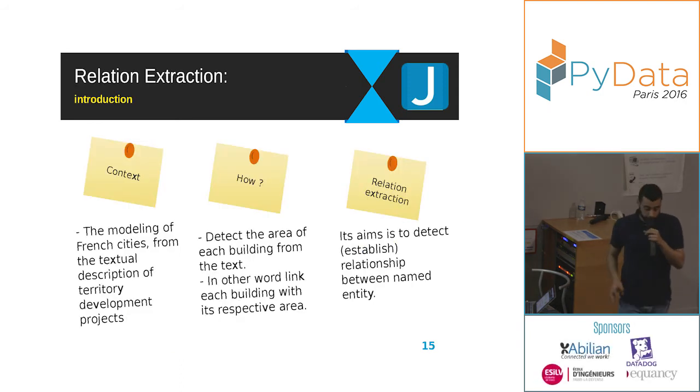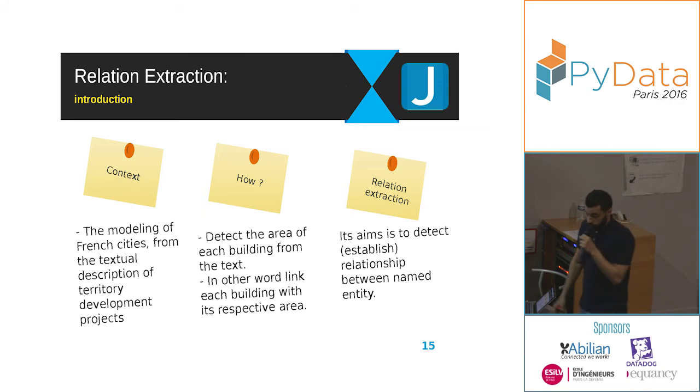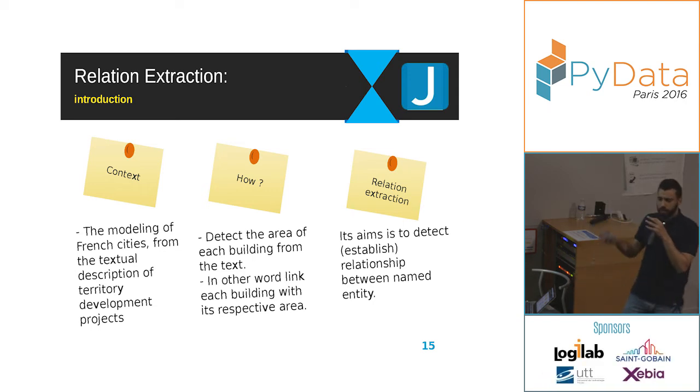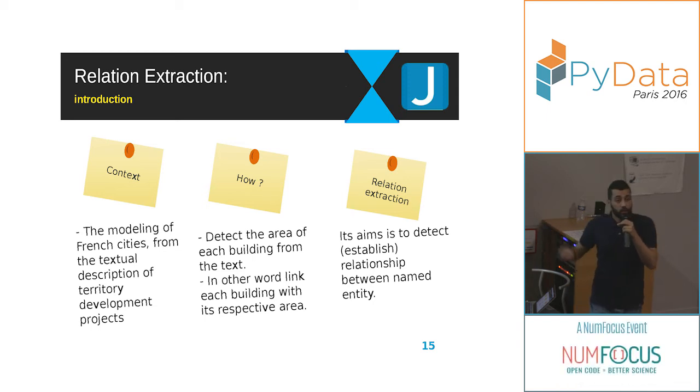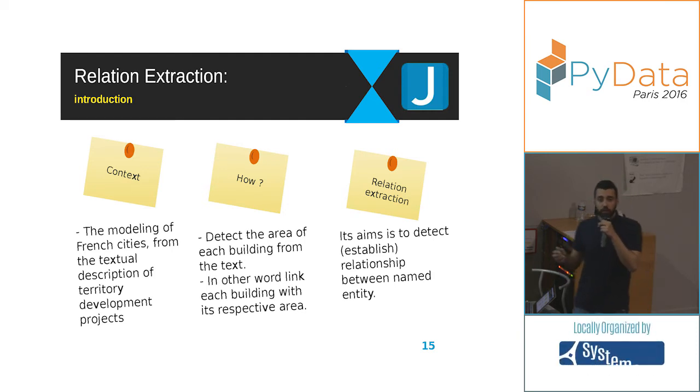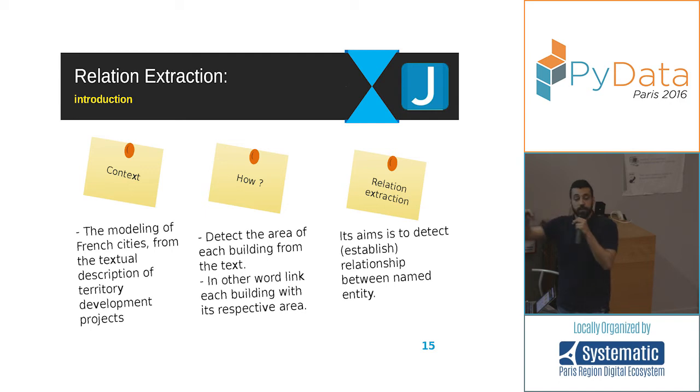Let's end with the third example, which is a relation extraction example. We had one project where we needed to do a modeling of French cities based on textual descriptions from call for tenders. One of our problems is that we can detect the buildings, but how do we know which is the area of these buildings? We needed to link buildings in the text with their respective area or surface.